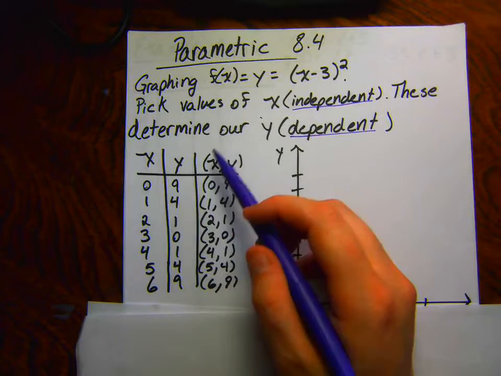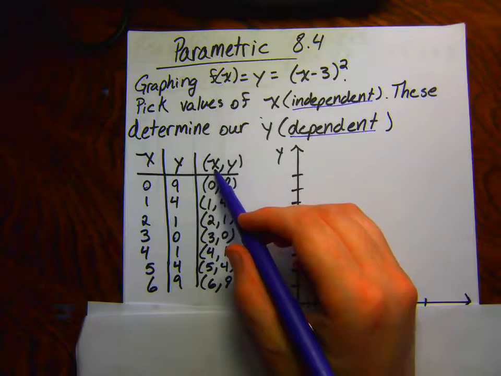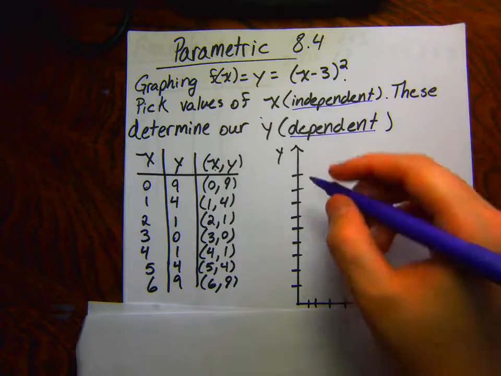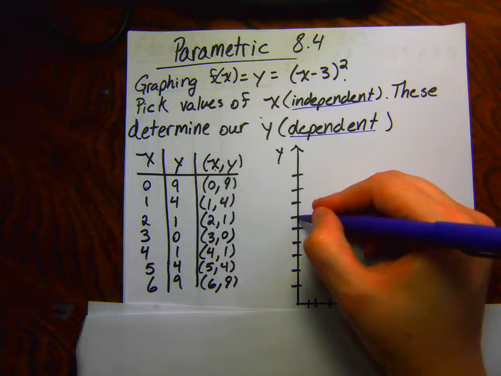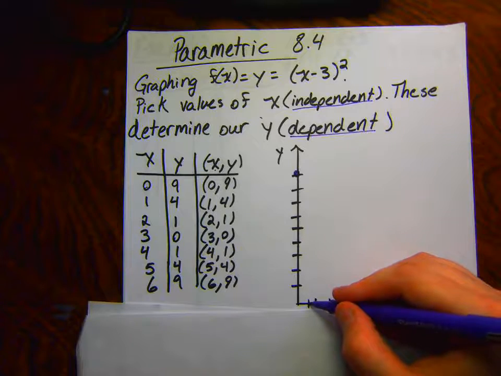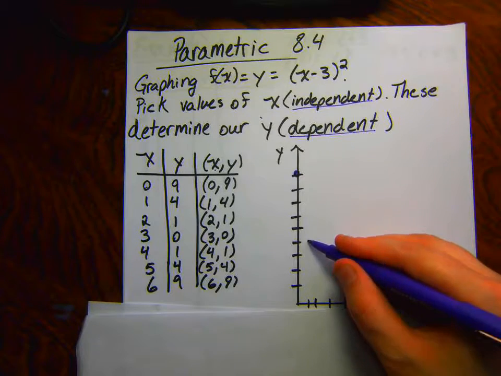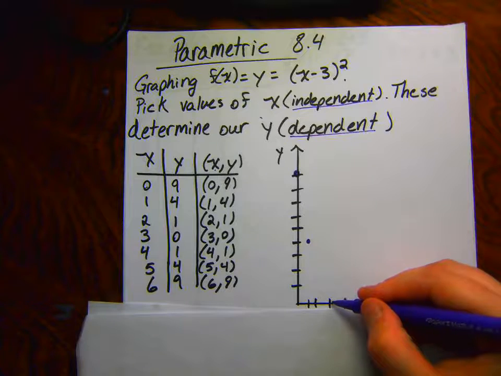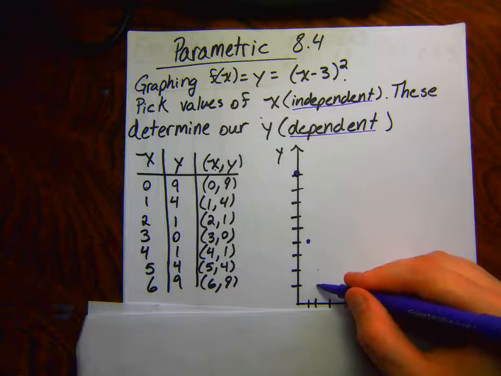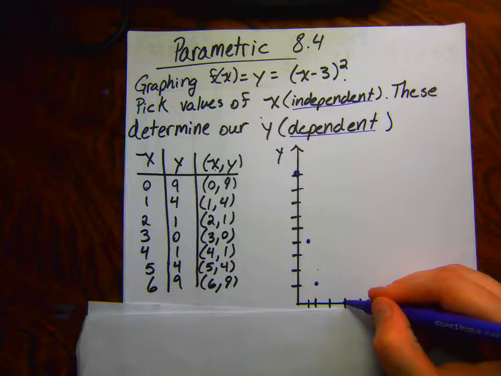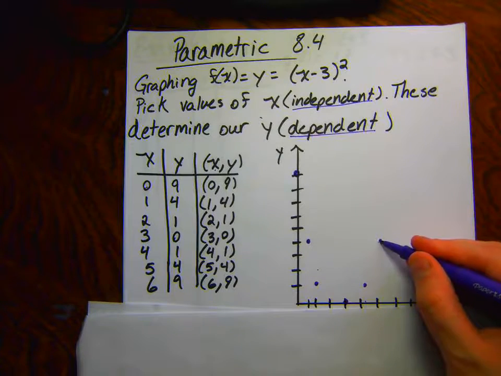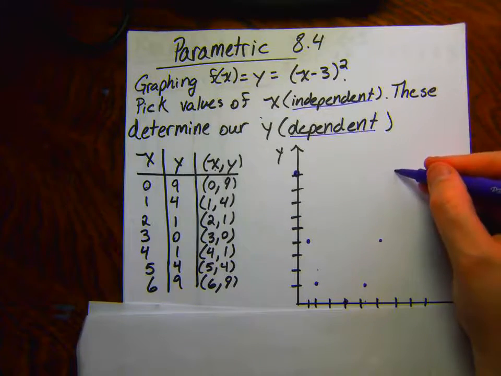Alright, now when we graph these equations, we graph our x and our y point. So at 0, our y is 9, so that's 3, 4, 5, 6, 7, 8, 9. When our x is 1, our y is 4. When our x is 2, our y is 1. At 3, we're 0. At 4, we're at 1 again. At 5, we're at 4. And at 6, we're at 9.